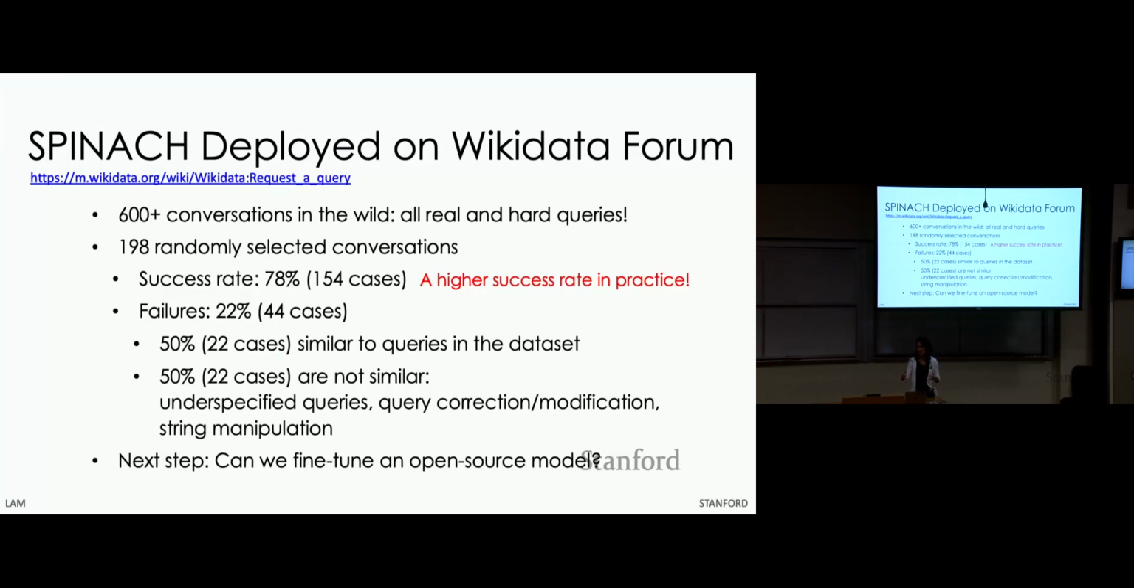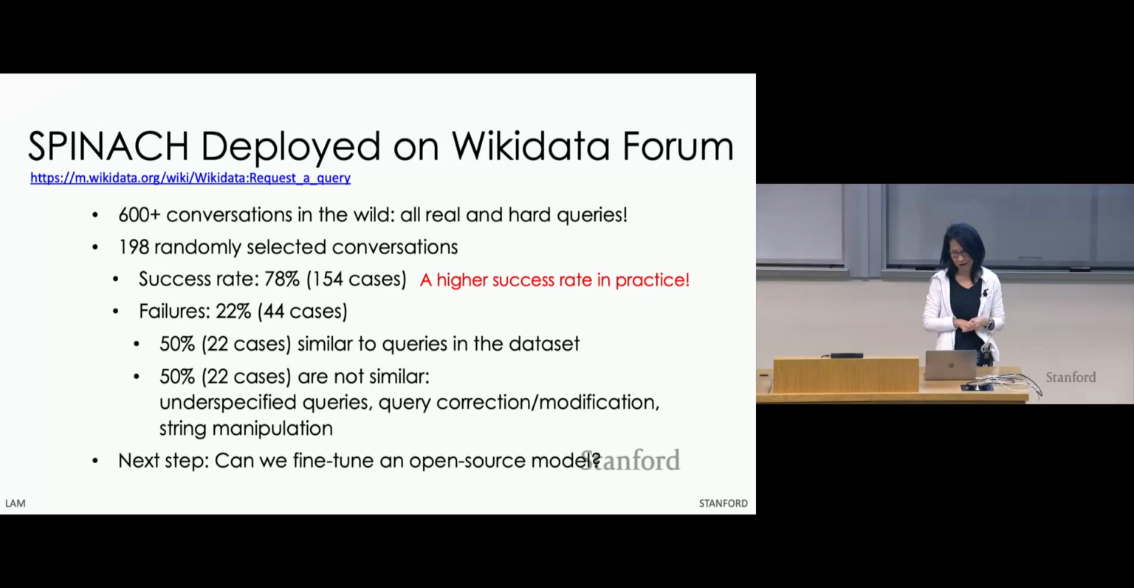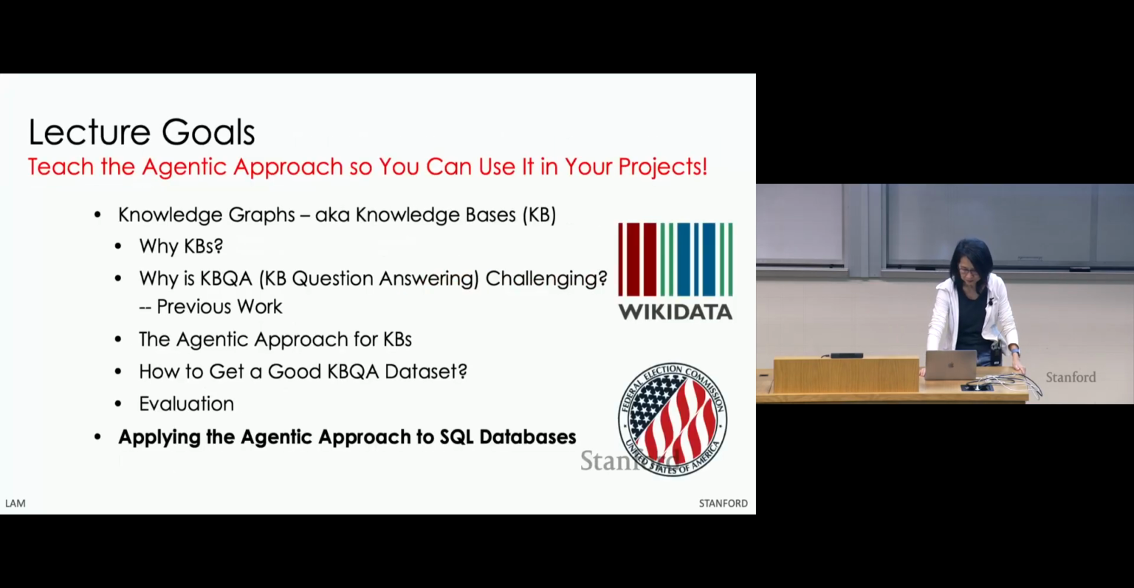And that's probably the reason why we actually can find the answer through the conversation. And the next step is actually Wikidata. The company is Wikimedia, the parent company of Wikidata, wants to fine-tune an open source model so they can run it without using the proprietary commercial system. So this is the next step.